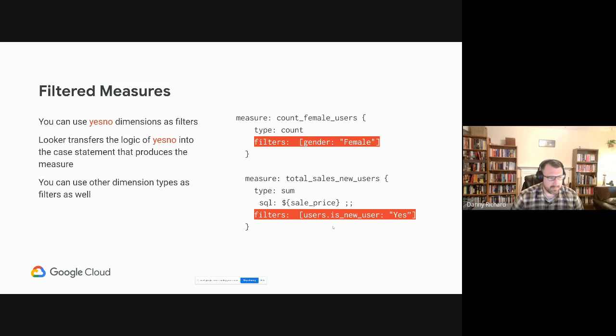Down below, this is of a type yes, no field that's being filtered, is new user. And you see how it's referenced capital yes. It's not true, it's yes. I made that distinction earlier, that yes, no fields are not true, false. They are true, false, but in Looker, they're referenced by yes and no.